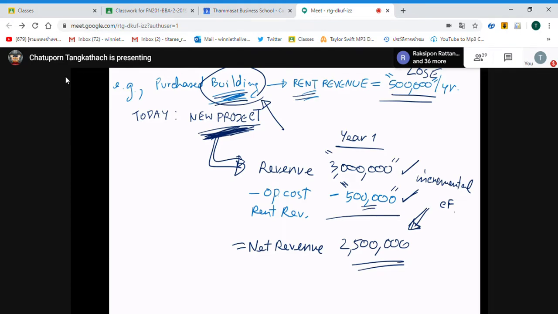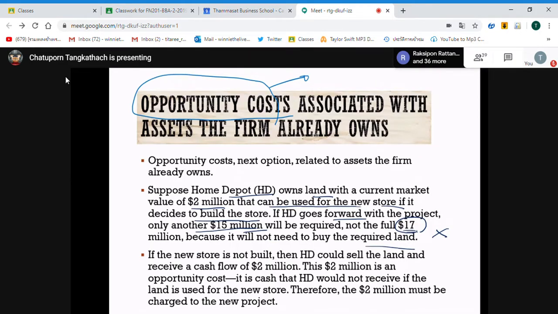So again, let me repeat. Even though this project, you may notice that the firm already owns this land. But when you analyze the project, you analyze it based on a standalone concept. So the project as a standalone concept, you look at the project itself, different or apart from the firm.